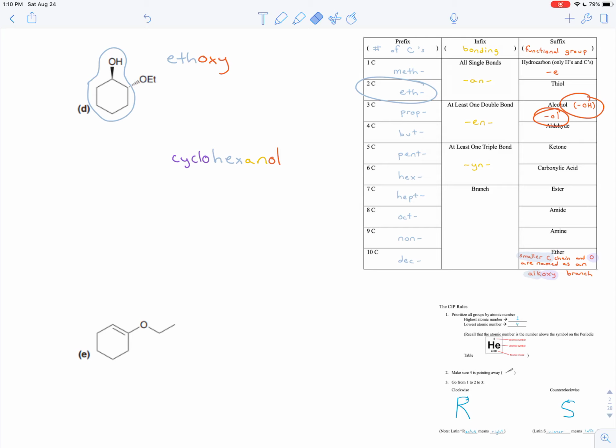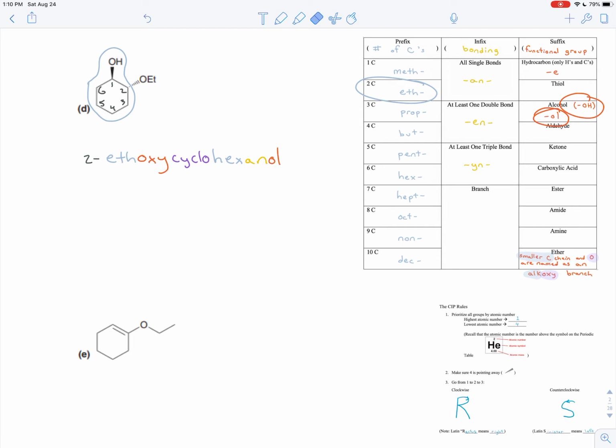Now, when you're numbering this ring, you would start at the functional group that's represented in the suffix, so that's going to be 1, and then we'll get the lower number for the ethoxy group if we go clockwise. So this is actually 2-ethoxy. So we can take that 2-ethoxy, put it in front of the backbone name. Right now, what we have for the name of this molecule is 2-ethoxycyclohexanol.